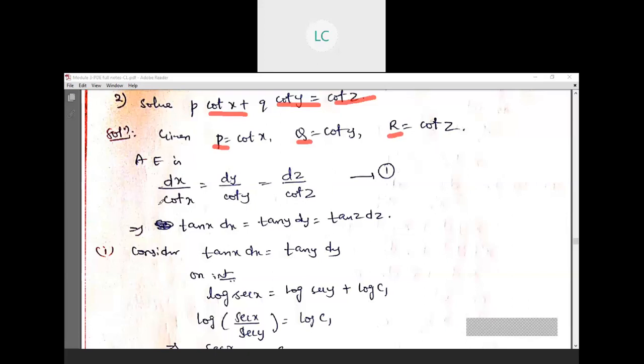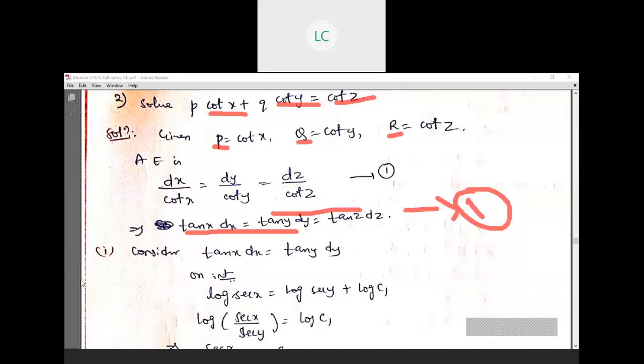Now consider any one pair. Before considering the pair, consider this as equation 1. Because 1 by cot is nothing but tan, dx is equal to 1 by cot is again tan, so tan x dx is equal to tan y dy is equal to tan z dz. Now choose the pairs. Here, all the variables are already separated, we need not separate any variables. So I will take the first and second terms as one pair and the second and third terms as another pair.